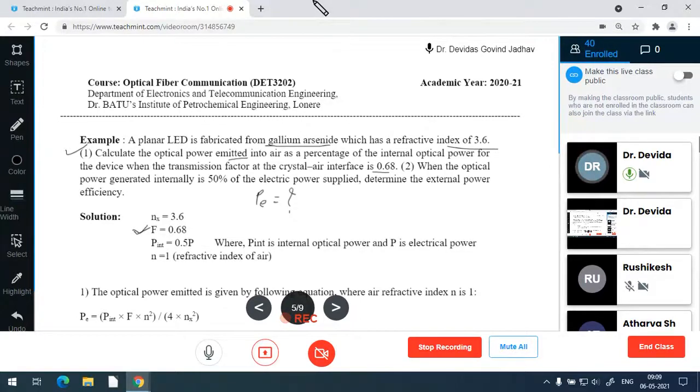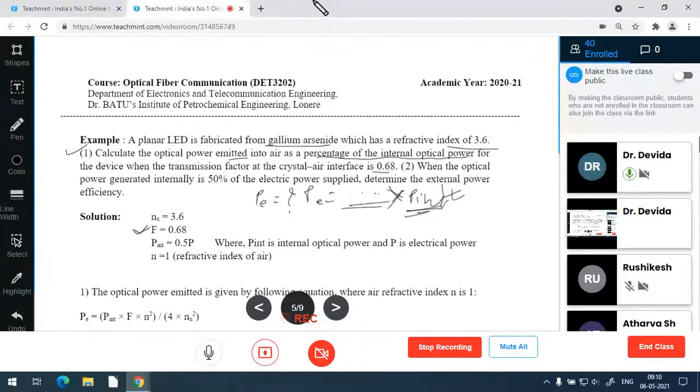F is given. So PE must be some number multiplied by P internal. In terms of P internal, it is asked. The P internal value is not required to be substituted. The P internal value is taken in the answer as P internal only. So calculate the optical power emitted into air as a percentage of the internal optical power. So we have to calculate a fraction multiplied by P internal. P internal in the formula is kept as it is.